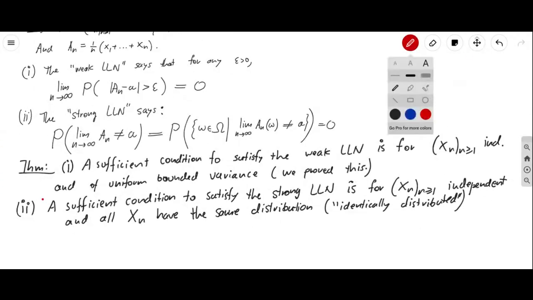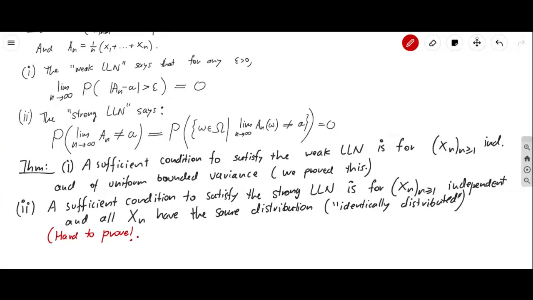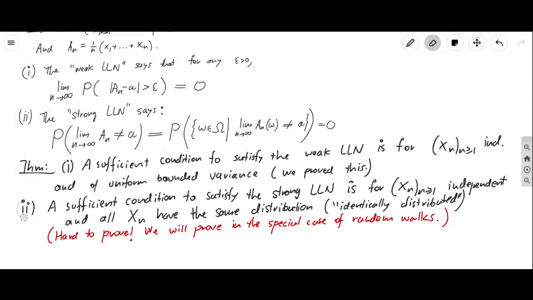And for those of you who are interested, this is hard to prove. So we will prove this in the special case of random walks, because after all, we are talking about random walks. The proof of part one, which is more general than what we're doing with random walks, is actually not that much harder to prove. But this one is actually a lot more difficult to prove. So we're going to have a specialized proof that will work for random walks, but it will not work in general. You need to try harder to make this work out.